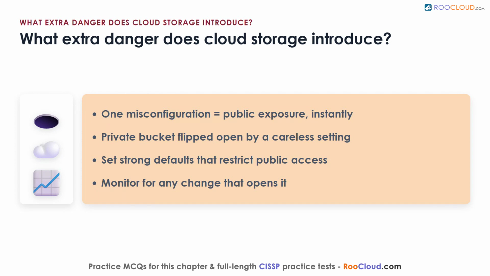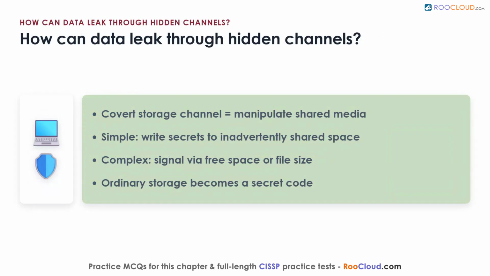Think of it as a vault whose door can be swung wide by a single toggle. You keep it shut by default and alarm any hand that reaches for the switch. How can data leak through hidden storage channels?